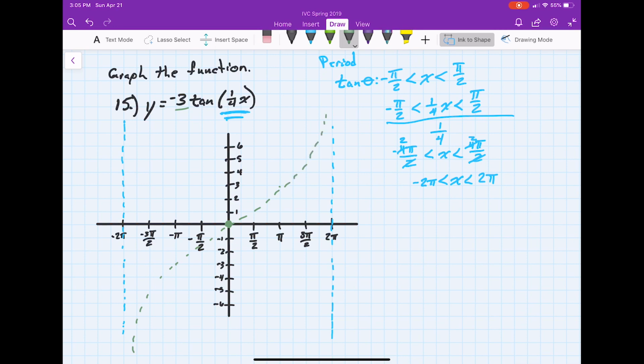Now this would be normal tangent as an increasing function, but we have this negative. So that means it's flipped across the y-axis. So really, it's about at negative pi, 3 and pi, negative 3, approximately. So I'm going to sketch our actual graph, which is going to look something like this.